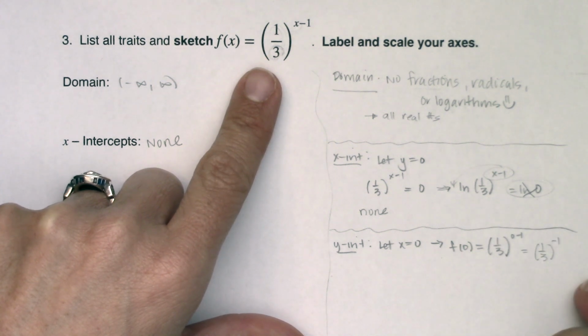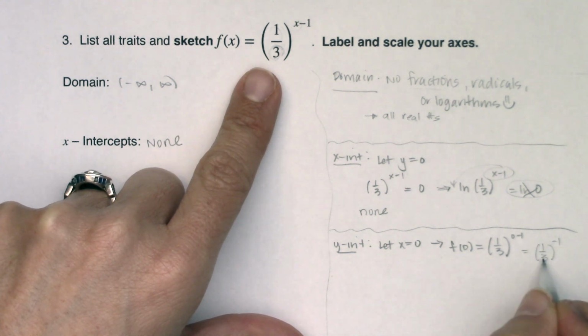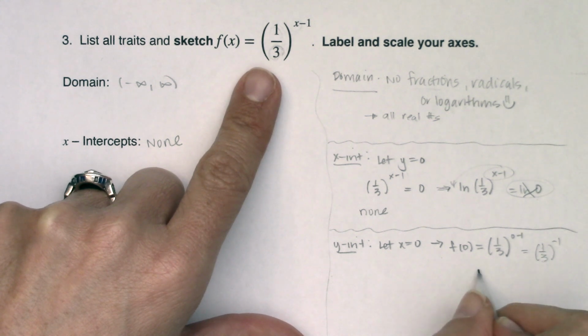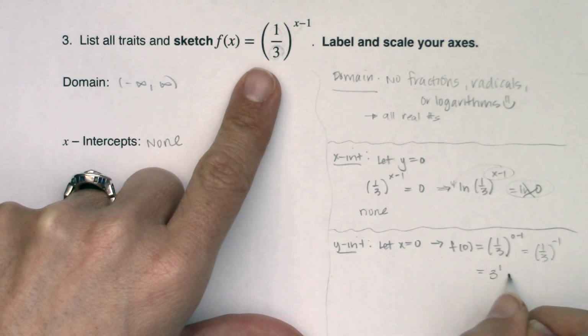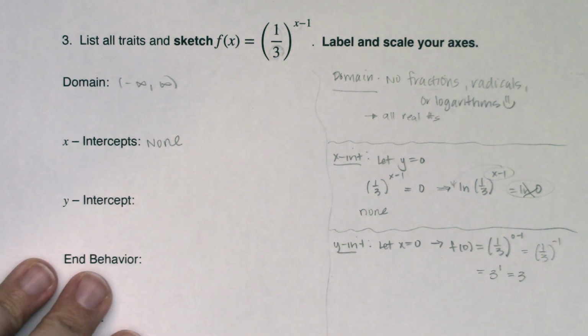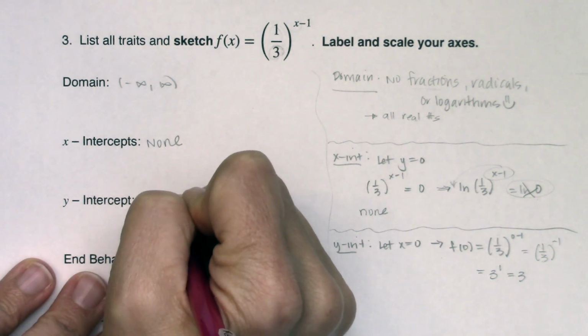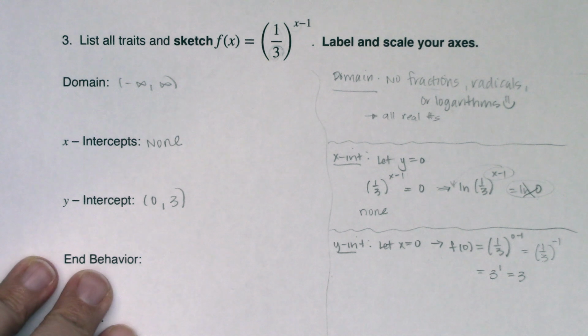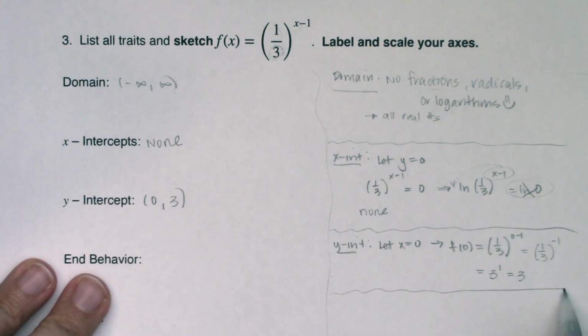The negative exponent, it's that traveling exponent. So anything in a numerator moves to a denominator. Anything in a denominator moves back up to a numerator. So basically the reciprocal of 1/3 is 3. 3 to the 1 is 3. So that becomes my y-intercept, 0, 3. Okay. All right, so I'm going to scooch this up and we're going to start to talk about end behavior.